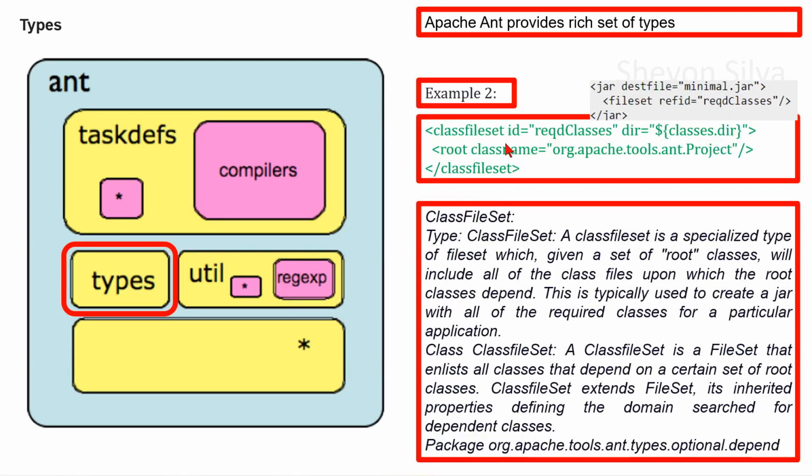As example 2, we are now considering class file set, type class file set. A class file set is a specialized type of file set which, given a set of root classes, will include all of the class files upon which the root class depends. This is typically used to create a jar with all of the required classes for a particular application.